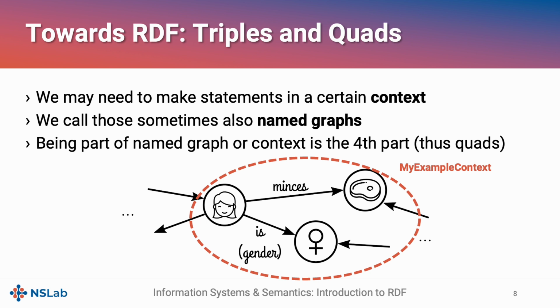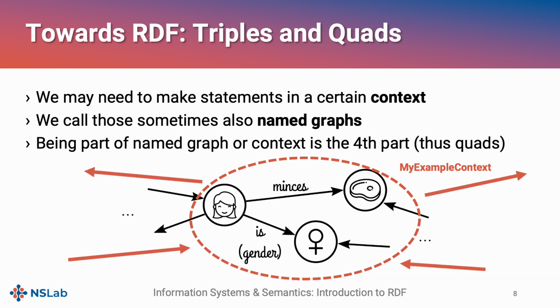And what I'm able to do then is that I can make statements about this context, about this subgraph, as if it were a node. Here we talked about semantic triples, but when we are adding this fourth piece of information, it is sometimes called quads or quadruples.